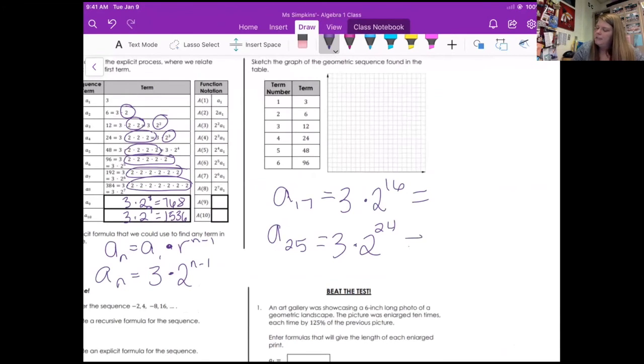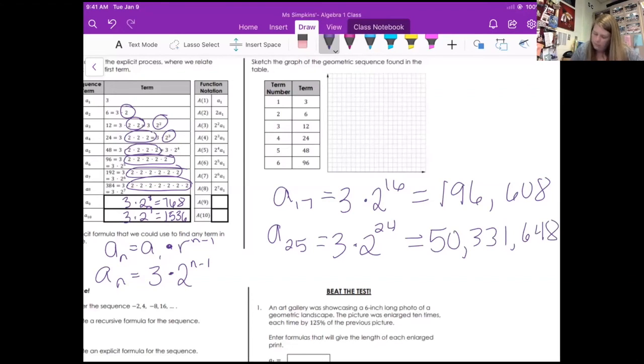But all right, for the 17th, 2 to the 16th power times 3 should have gotten 196,608 as the first one. And then for the 25th term, 2 to the 24th times 3, is that 50 million or 5 million? 50 million? 50,331,648. So notice how geometric increases really rapidly, because if we were to graph this, it would look like that, because it's an exponent, right? And when it's an exponent, it's exponential.